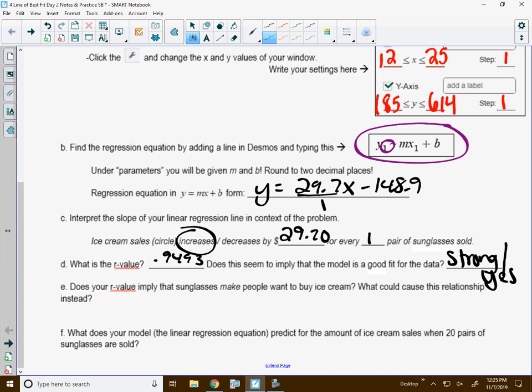Okay, so we kind of hit this before we started this problem, but does your R value imply that sunglasses make people want to buy ice cream? No, it does not. Okay, what is the factor that does? The weather. Okay, the weather will bring people to those shops or not.